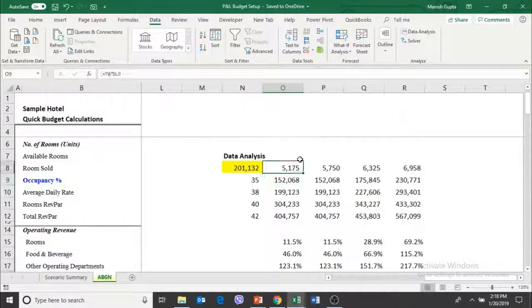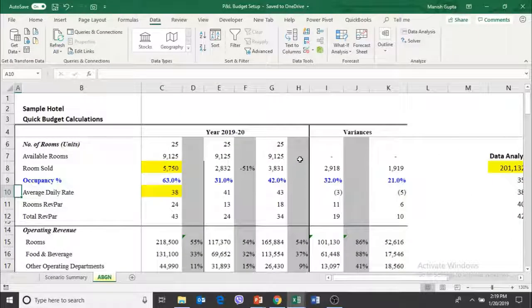What will happen if your occupancy drops to 5175 at the rate of 35? So this will be your profit. And 575 at the rate of 35 will give you a profit of 152. 6325 at the rate of 35 will give you a profit of 175. And 6958 will give you a profit of 230. And then 5175 at the rate of 38 will give you a profit of 199. 575 at the rate of 38 should give you 201. I don't know why it shows 199. And the occupancy at 6325 based on 38 will give you a forecast of 227.